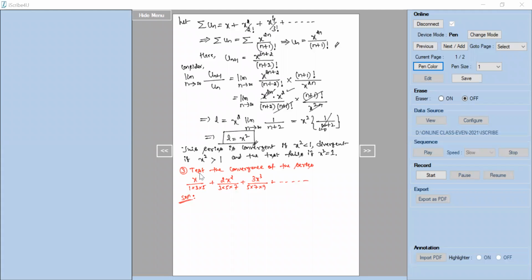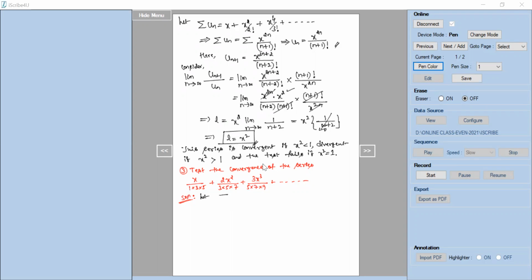The third problem is to test the convergence of the series x by 1 into 3 into 5 plus 2x square by 3 into 5 into 7, plus 3x square by 5 into 7 into 9. So the terms are also increasing, which is called carry over. Let us see how to solve this problem by using D'Alembert's ratio test.